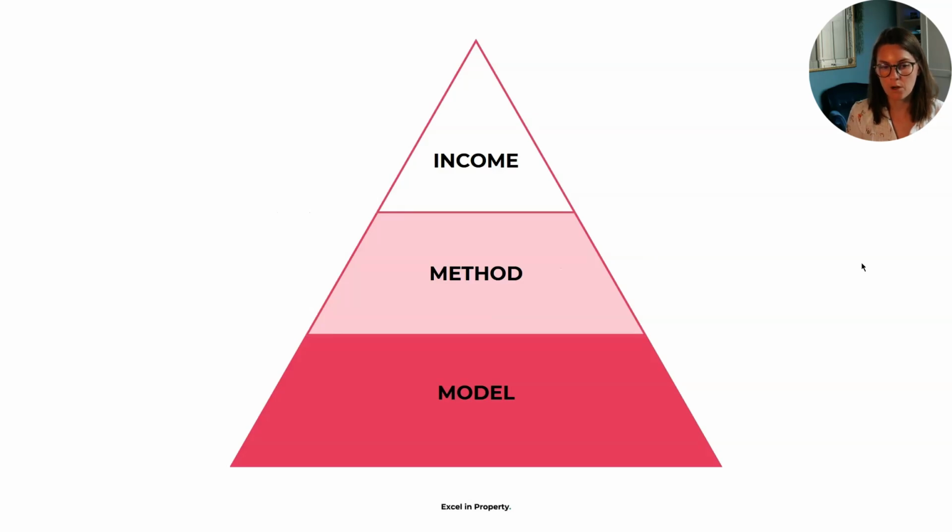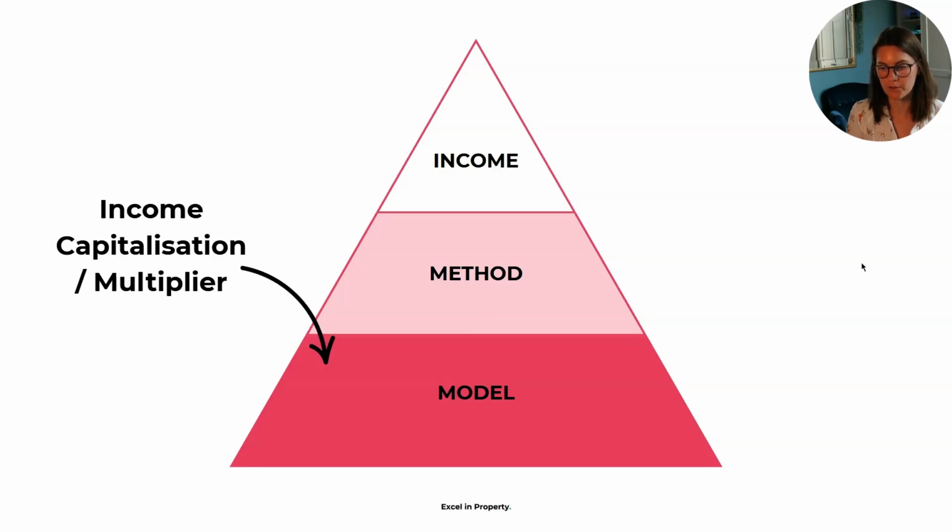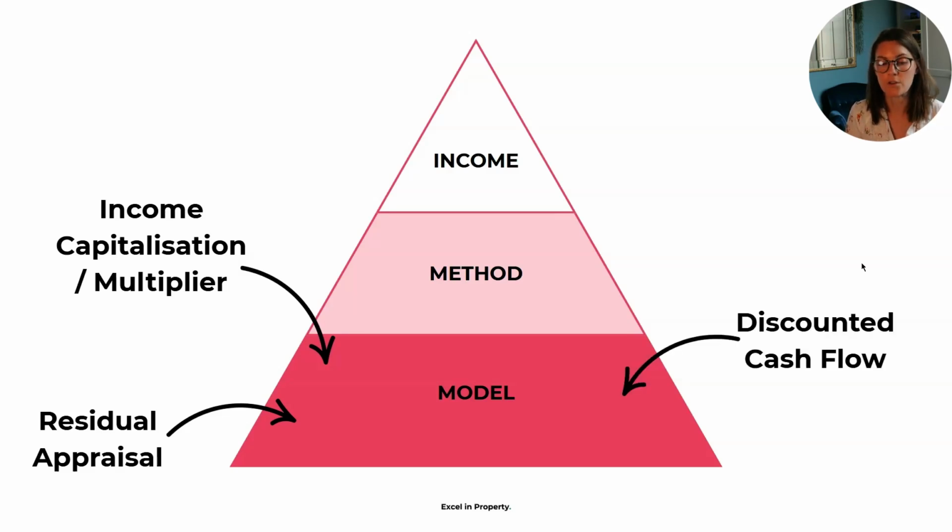There are three options to choose from in the models. You can choose an income, capitalization, or multiplier model, which can be used against the investment or the profits method. You could use a residual appraisal, which can be used against the residual method. Or you can use a discounted cash flow, which can be applied against all three methods. The items on the left are implicit methods, and the items on the right are explicit methods. We'll cover the difference between implicit and explicit later.